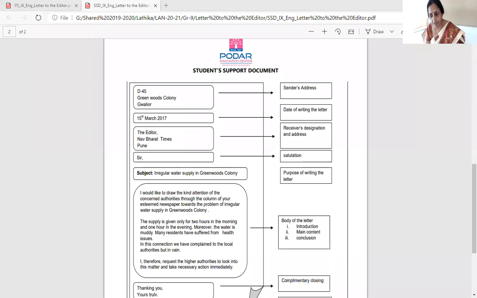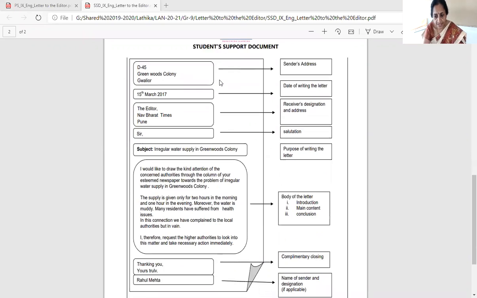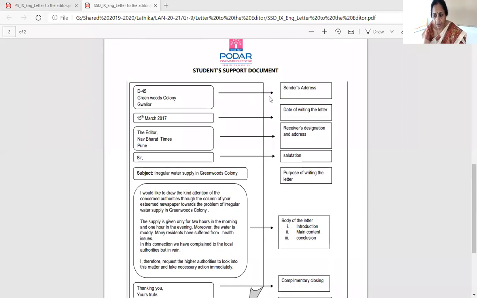I'm sharing with you a format of a formal letter. Now you can see very clearly they have given you what are the things that need to be included in a formal letter.